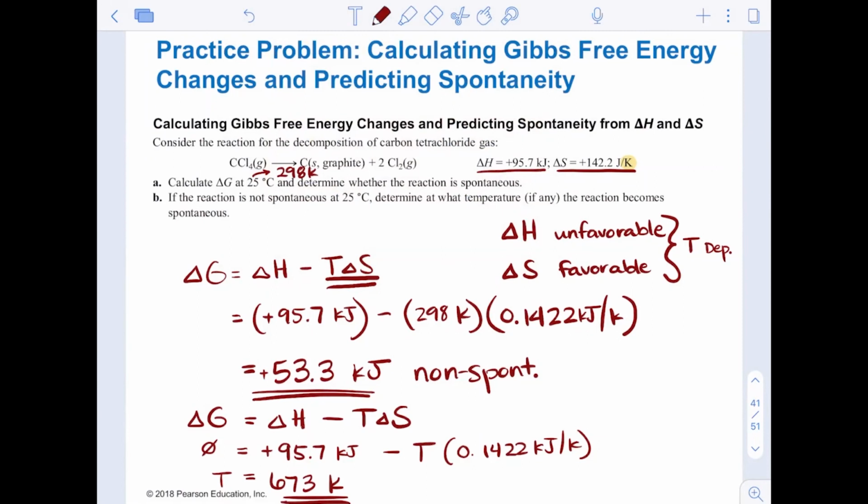If for some reason entropy is unfavorable, right? Just play devil's advocate. If entropy was unfavorable, we want that to be as small of a value as possible so that it is more spontaneous at low temperatures.